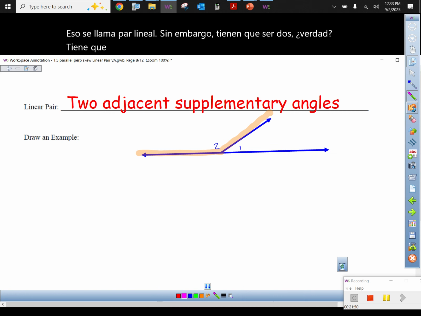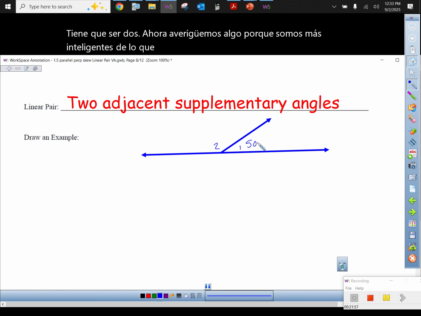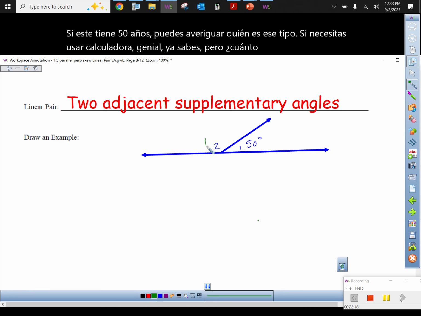Now, let's figure something out because we are smarter than we think, guys. Let's make up 50 degrees for that bad boy right there. Put that on the inside. I didn't measure it. I'm just making it up. But remember, these are supposed to be supplementary. They add up to 180. If this one's 50, you can figure out who that guy is. If you need to use a calculator, great, but how much does that one have to measure? I didn't hear you, I'm sorry. 130 degrees. Those are supplementary angles.